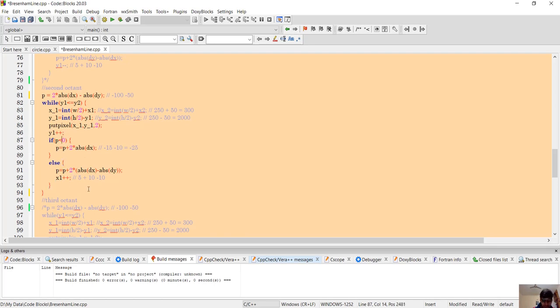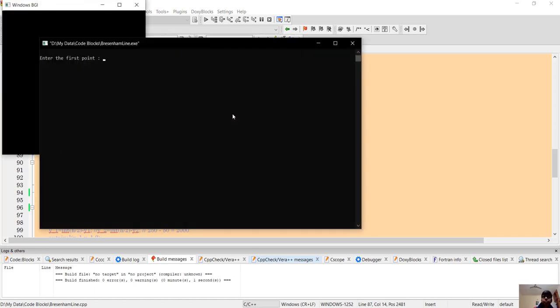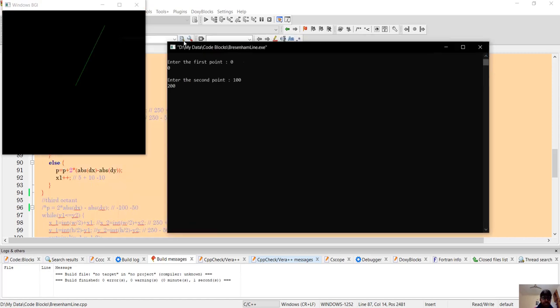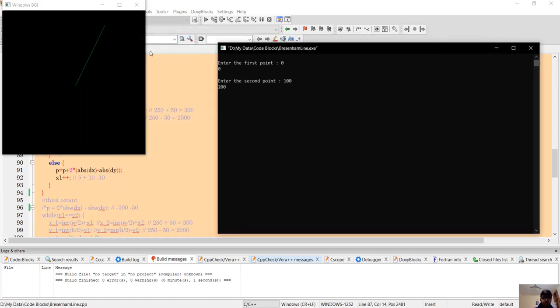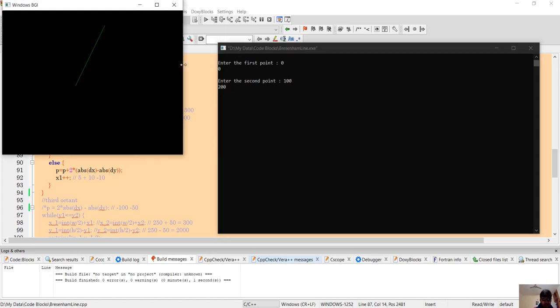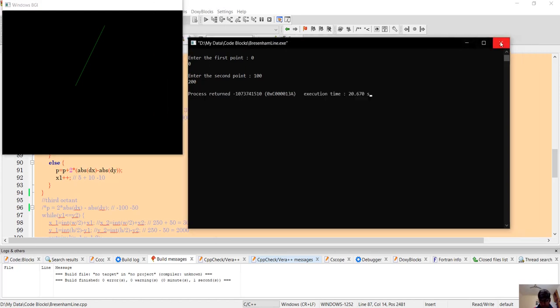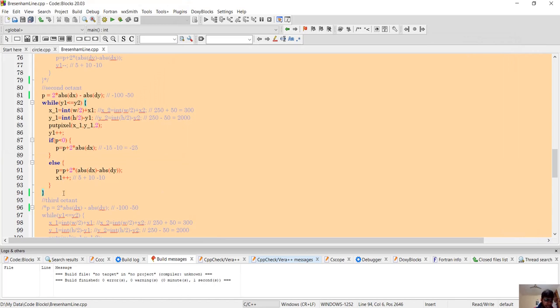Okay, so let me run it now. What will be the points in the second octant? It will be 0 comma 0, that will be our origin, and 100 comma 200, that will be our second point. So this is working completely fine in our second octant. Okay, now let me comment it back again.